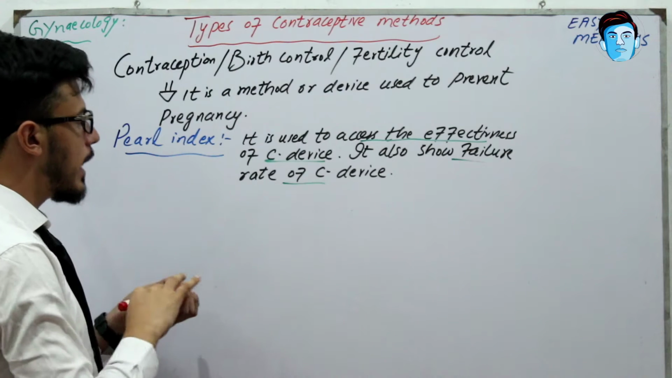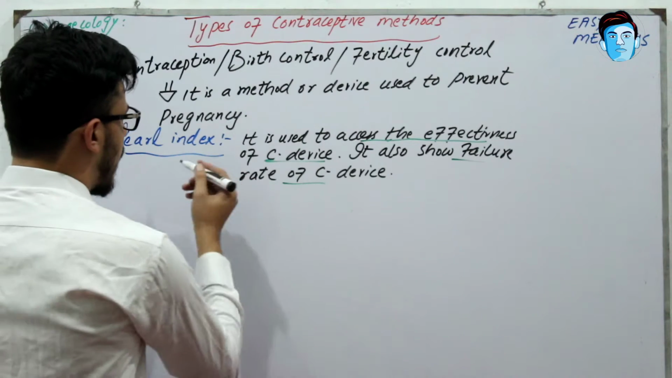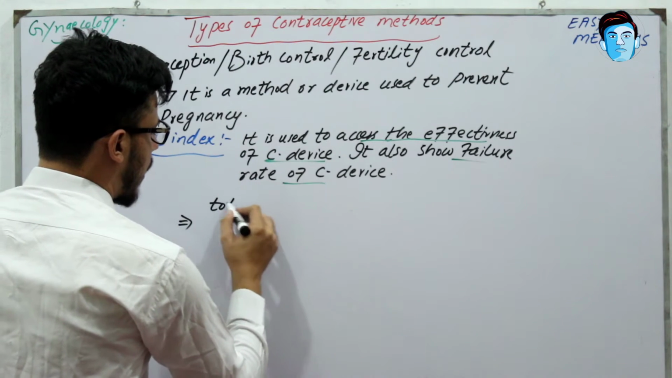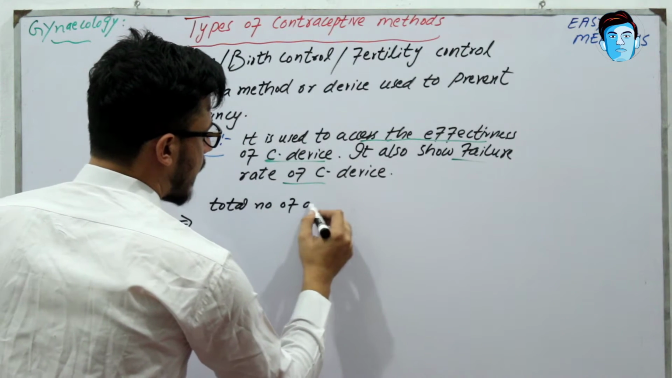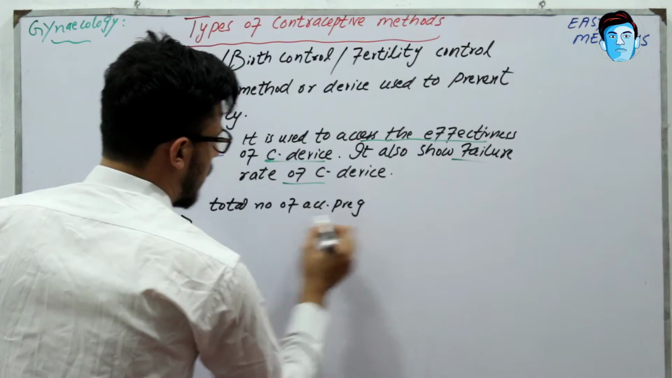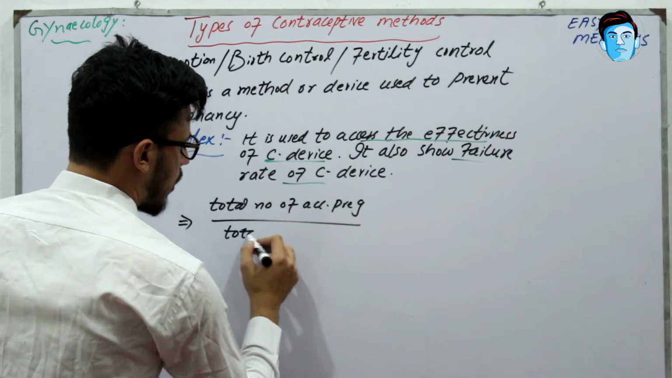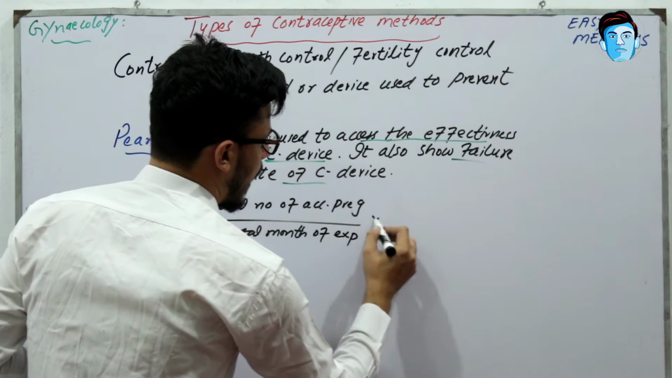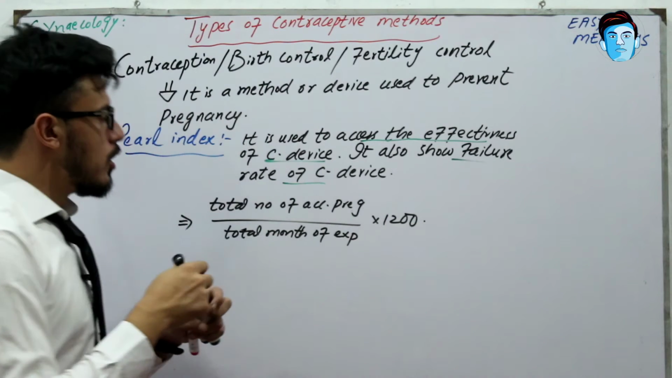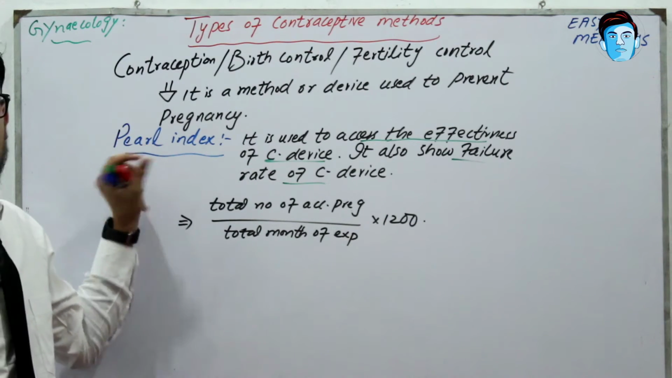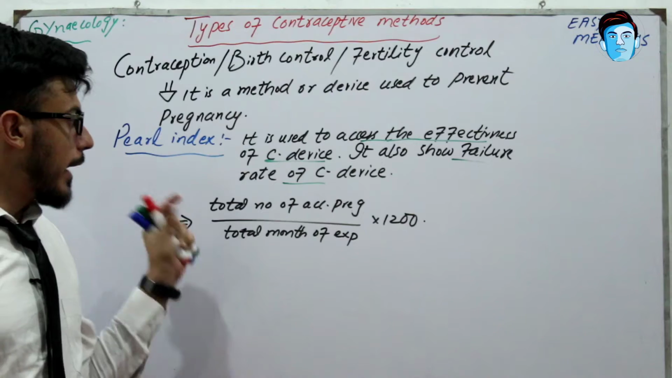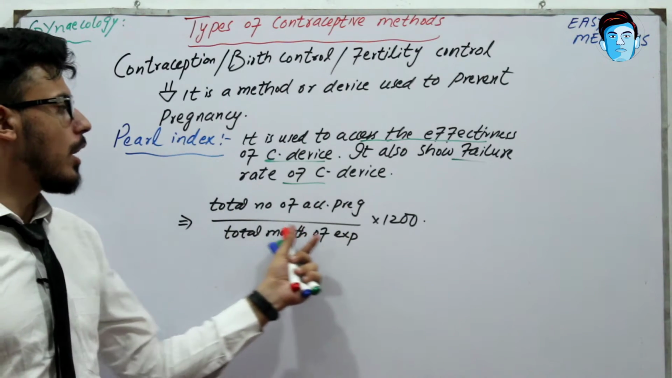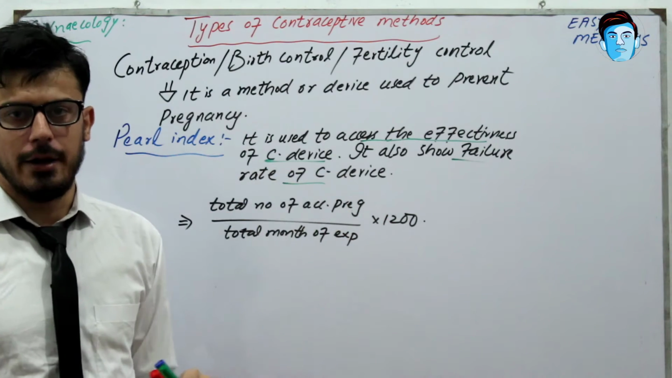So how will you calculate the Pearl index? You can easily calculate the Pearl index by taking a ratio: the total number of accidental pregnancies divided by the total months of exposure, multiplied by 1200.